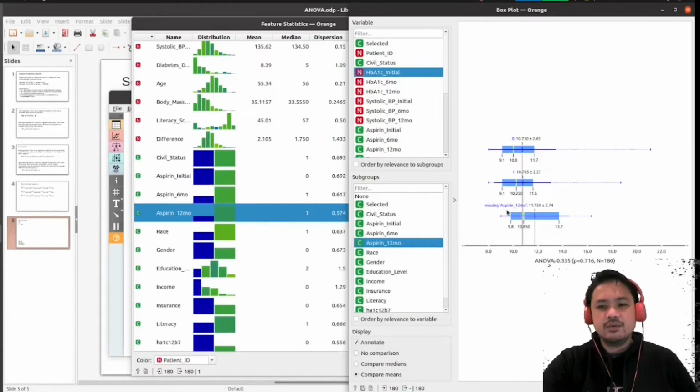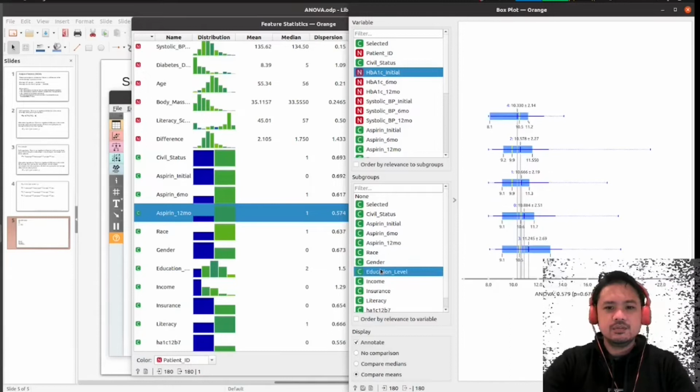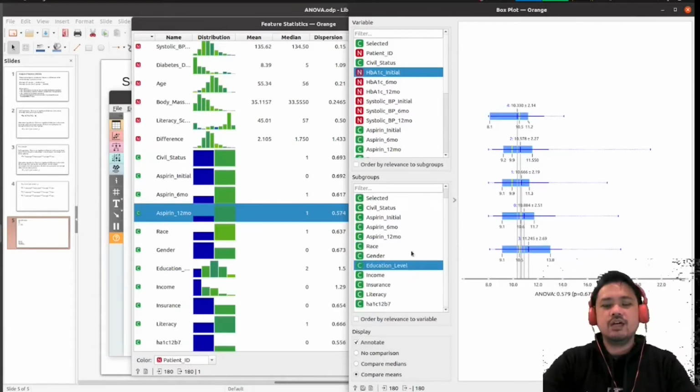But in reality, it should not have happened. It should have been student t-test because there really is just 2 groups. You just have to discard a group with the label missing. To make it easier for us, I just did not include aspirin in our statistical analysis. Let us look for other variables with more than 2 groups.